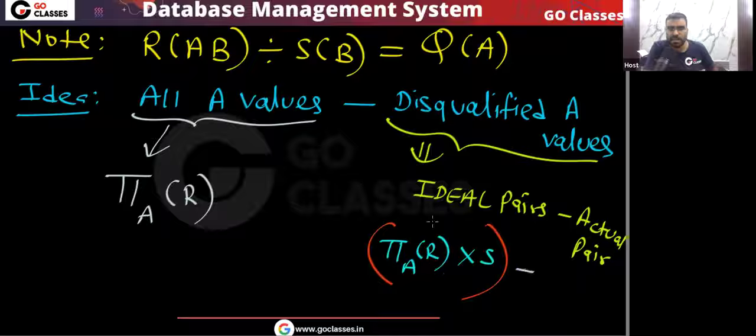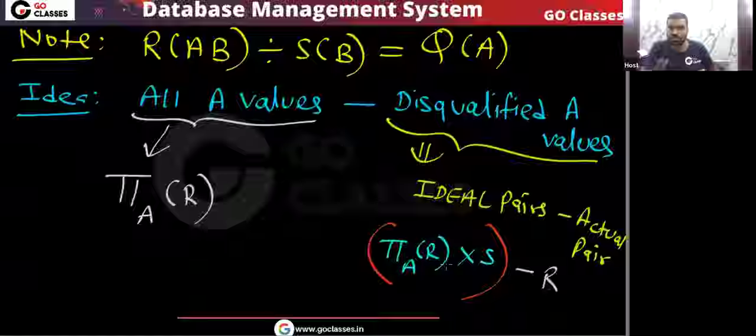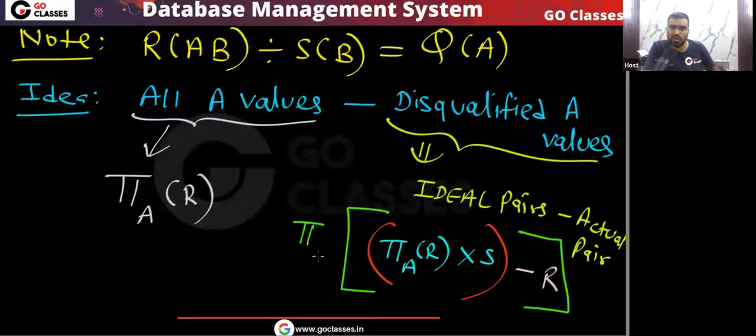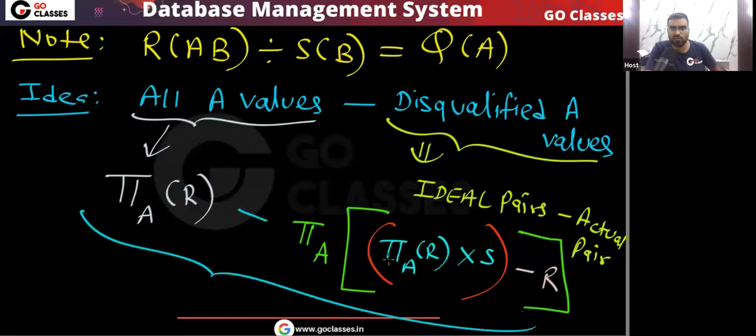Minus actual, which is already this table. This table is actual pairs. From this, you take A values. This is your disqualified. And then you do minus. This is your final answer.